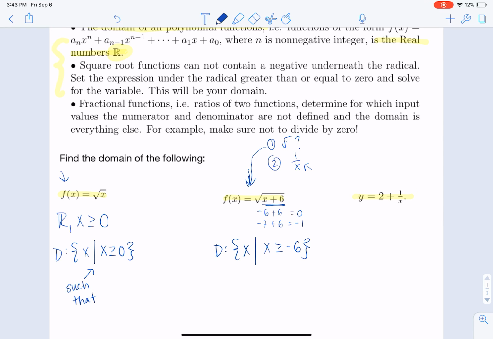Coming over here, last example, I want to ask myself those two questions. A, does it have a square root? No. B, does it have a variable in the denominator? So this last example falls underneath the variable in the denominator camp, these fractional functions that we're talking about up here. I know my big rule is I cannot divide by 0, so my domain in this case is x values such that x does not equal 0. Or sometimes you'll see all real numbers, x is not equal to 0. So what value can it not be?